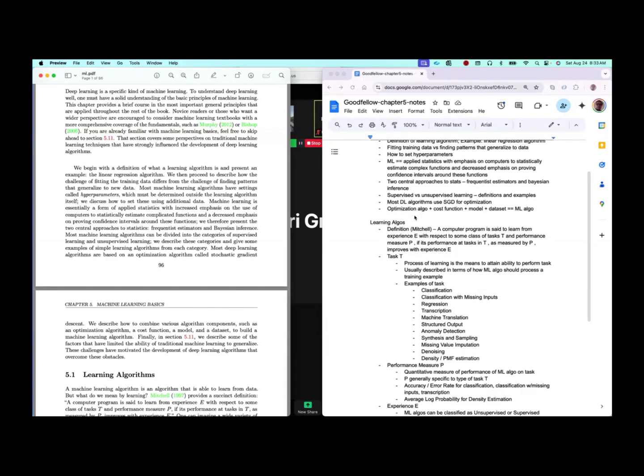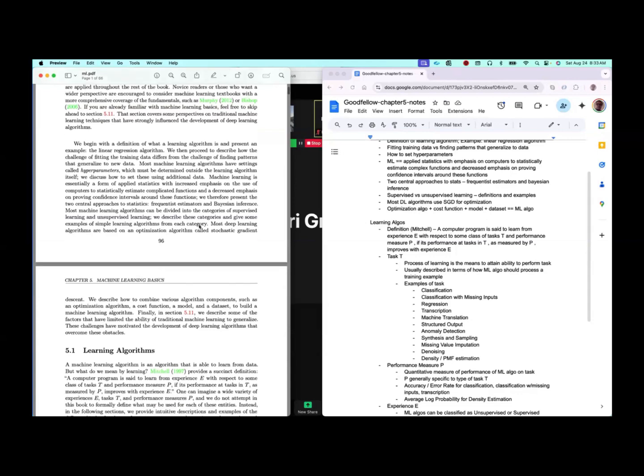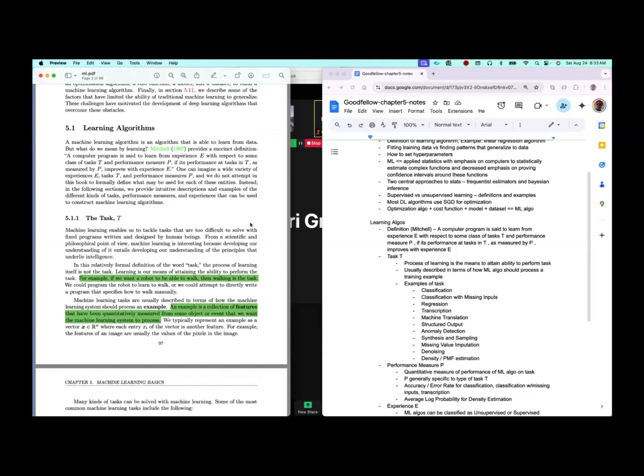And he talks about an ML algorithm as a combination of the optimization algorithm, the cost function, the actual model, and the data set. Then he makes a formal definition of what a learning algorithm is, from Mitchell. A computer program is said to learn from experience E with respect to some class of tasks T and performance measure P, if its performance at tasks in T, as measured by P, improves with experience E. As it is exposed to more data, the performance measured by P improves at the task T it is supposed to learn.